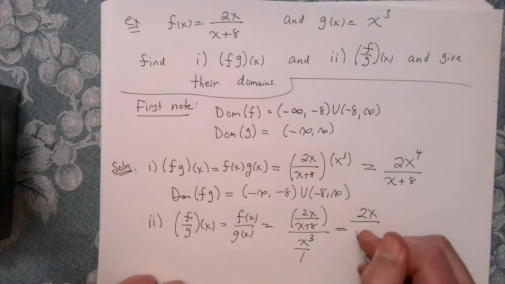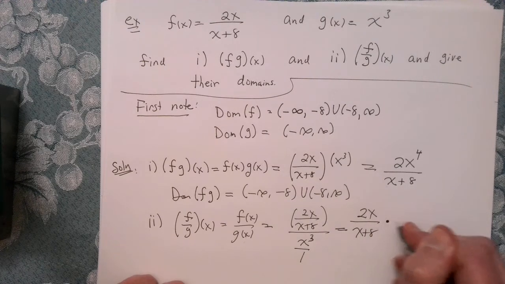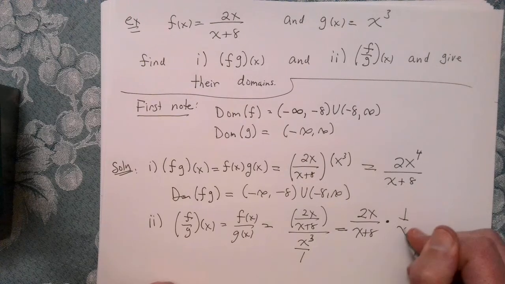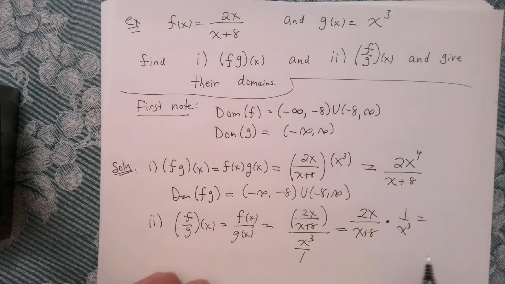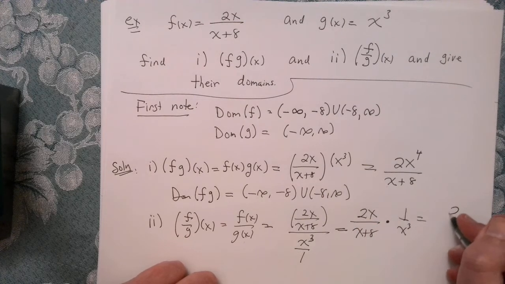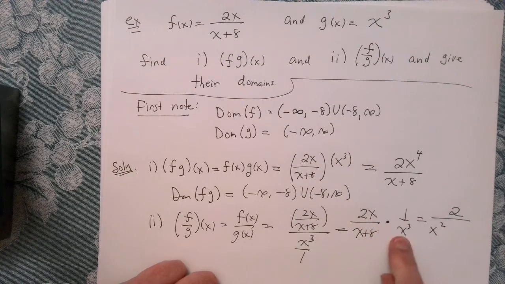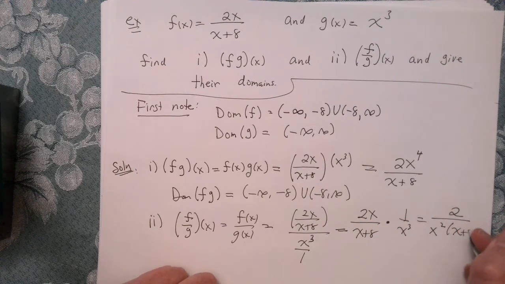So how do I evaluate this? Well, to divide by a fraction means to multiply by the reciprocal, or flip. So one of those will cancel. That'll leave me with 2 over x squared, right? If I cancel one of those, x squared's left over, times x plus 8.